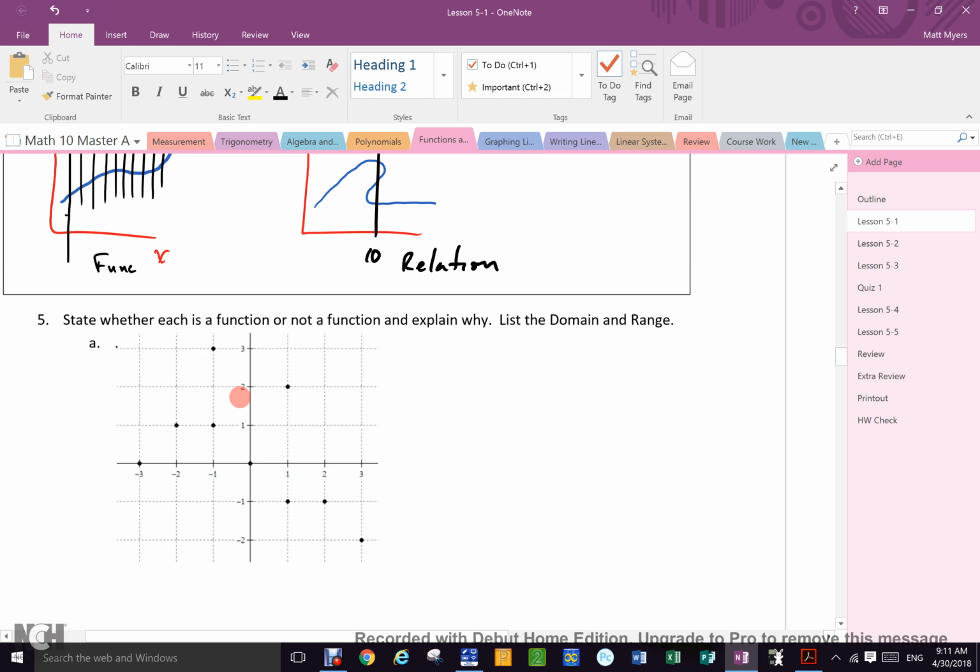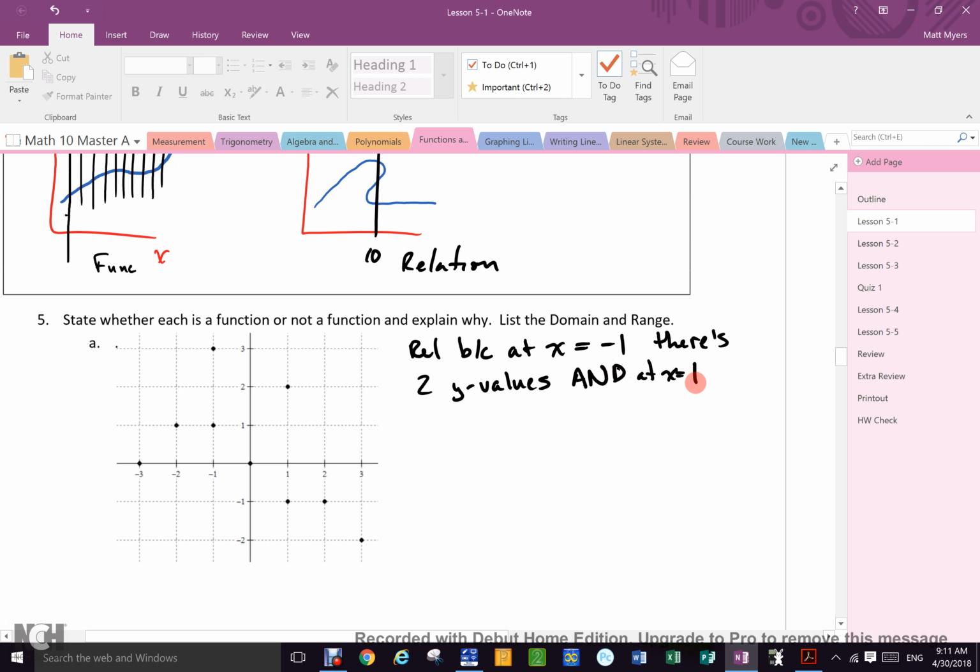Yeah. Okay. So we know it's a relation because at x equals -1, there's 2 y values. Does it happen any other time? When does it happen again? 1. Right. And at x equals 1, there's 2 y values. Great. Everybody's good at that. Now, this is the hard part with this section of this unit.